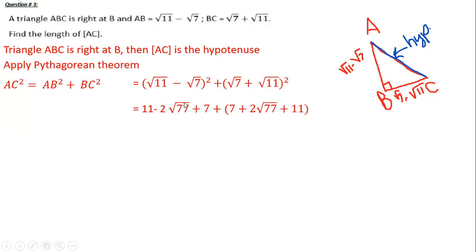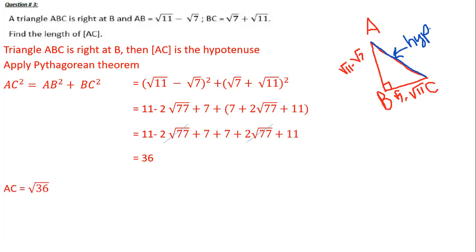So it is 2 radical 77. And we continue calculation. Here, minus 2 radical 77 plus 2 radical 77, they cancel each other. So my answer is 36. So AC squared is equal to 36. I want AC. So AC is equal to radical 36.